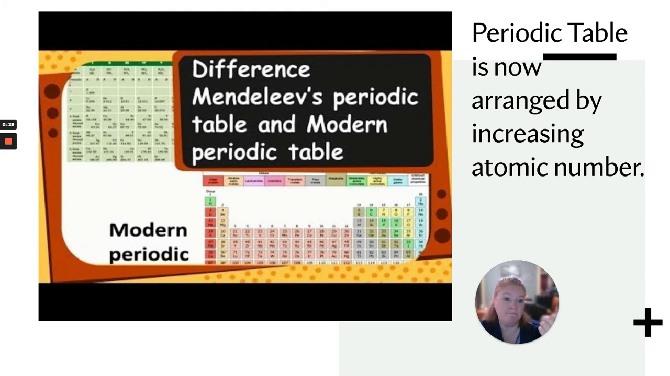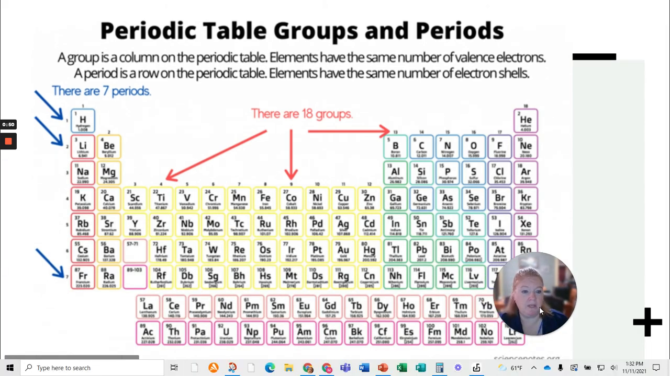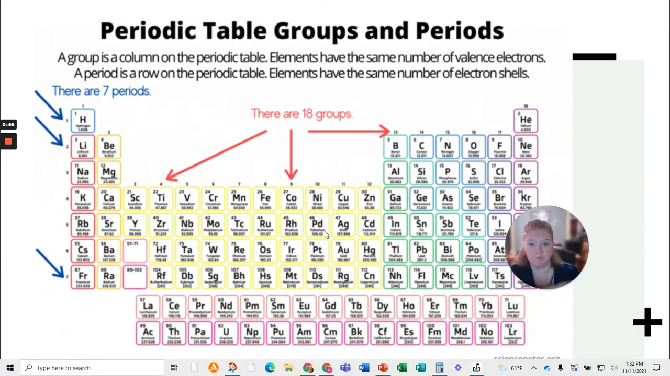How we arrange a modern periodic table, and thanks to Moseley, is that we arrange it by atomic number. When we arrange it by atomic number, those weird little glitchy things that Mendeleev couldn't explain get resolved. So we arrange it in order of increasing atomic number, or increasing number of protons. And then when we talk about the periodic table organization in general, we have groups and we have periods.